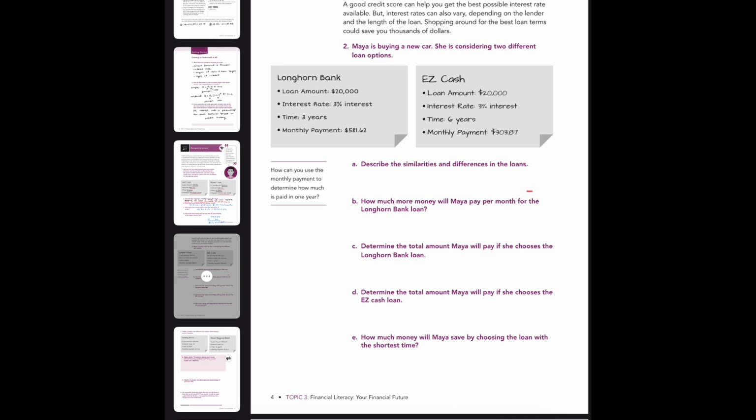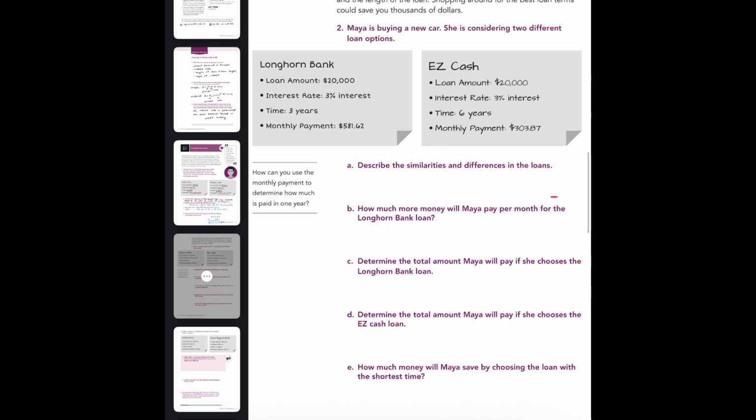So here we're looking at an example where it says Maya's buying a new car. So she's considering two different options. You've got Longhorn Bank and Easy Cash, both the same amount. So if we're looking at A, similarities, let's zoom in here a little bit. So how are they similar? They got the same amount, and they also have the same interest rate, you might see. So same amount, same interest rate. So the amount and the interest rate.